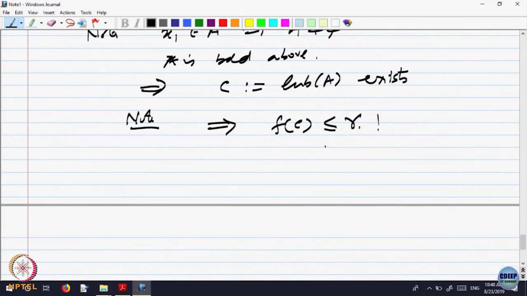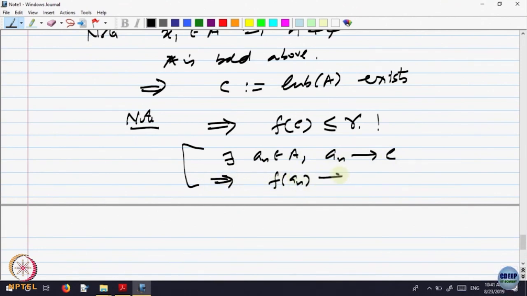F is continuous. So, the image must have the property. Let me write here. There exists a sequence An belonging to A, An converging to C, which implies f of An converging to f of C because of continuity. F of An, because it belongs to A, is less than or equal to gamma, which implies f of C is less than or equal to gamma. That is a proof. So, we have used continuity here.